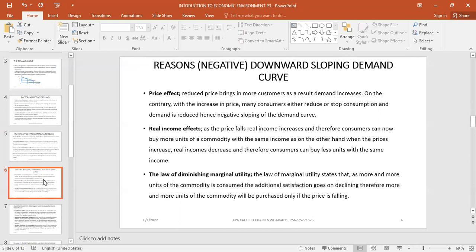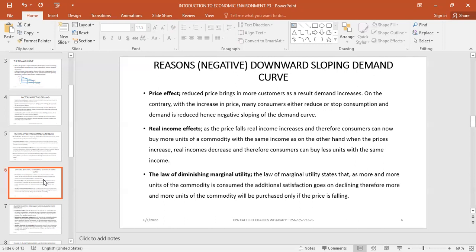The first reason, we can talk about the price effect. Here we are talking also about the price of the commodity. But how do prices affect the demand? They are affecting it on the basis of the law of demand, or in regards to the law of demand, the downward sloping, or the negative slope of the demand curve.